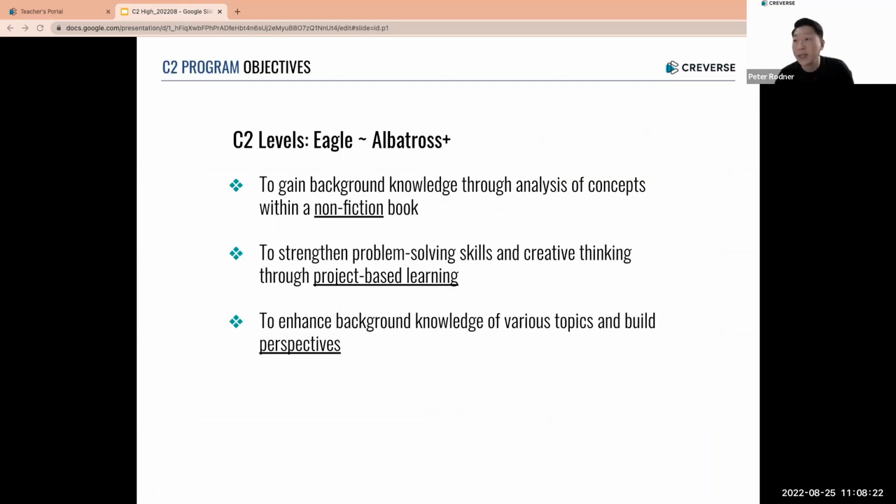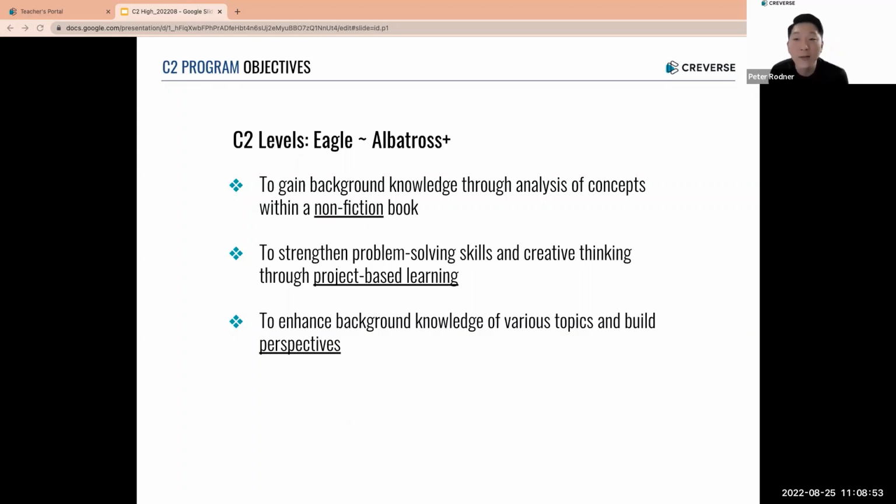For the program objectives, just similar to the C1, there are like three main objectives that you're looking for. Some of the key points to notice about the C2, which is also different from the B1, is number one, we're looking for them to develop their knowledge and analysis of nonfiction books. I know a lot of students think that nonfiction isn't fun. They're like, no, I like Harry Potter. I like Lord of the Rings, all these types of books. But the truth is, I think nonfiction is way more interesting, okay?